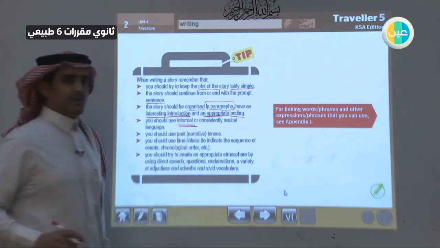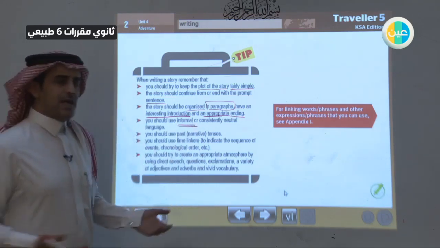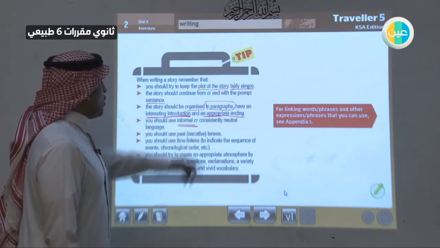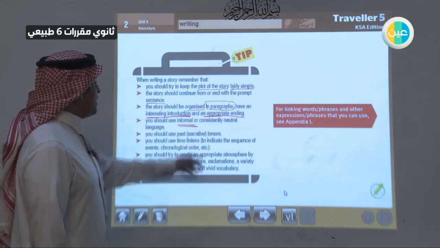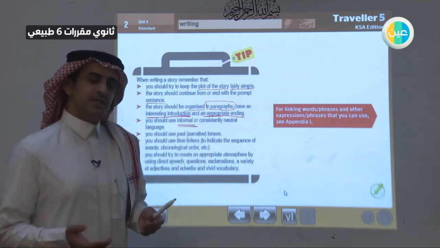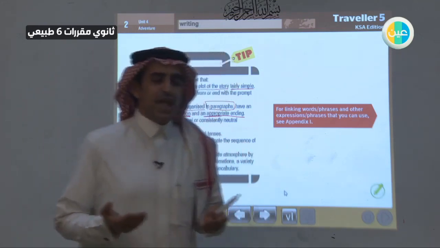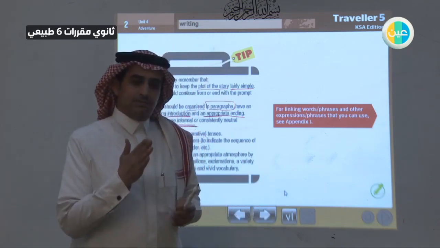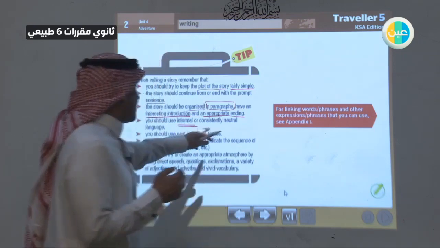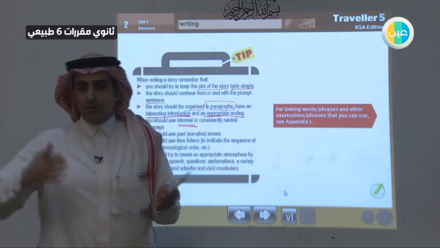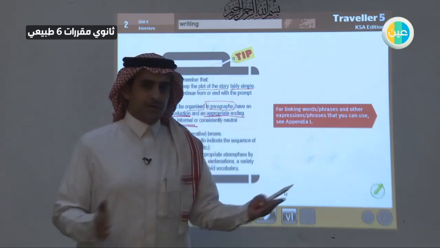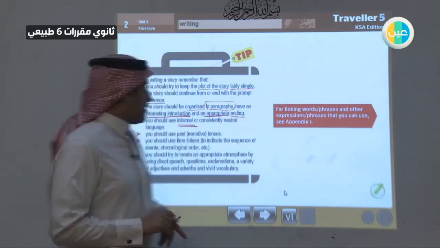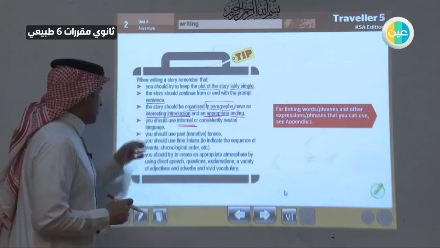You should use informal language, the kind we use with friends and with relatives, or consistently neutral language. Neutral means you are not on this side and not on that side. You are fairly in the middle. Okay, that means neutral language.